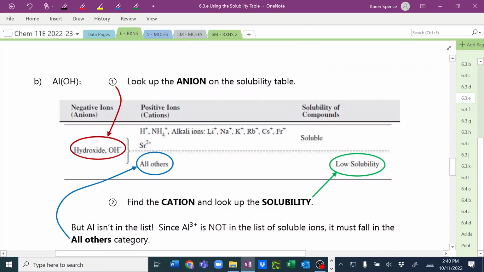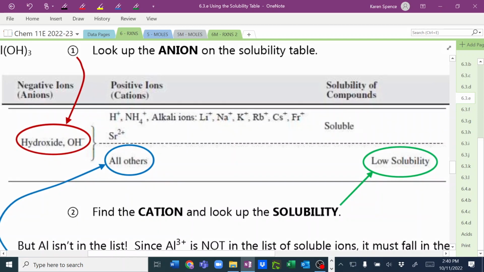Aluminum hydroxide. You look up hydroxide, you look up aluminum, and you look and you're like, I don't see any aluminum anywhere here. Aluminum is not listed. Oh no, whatever shall I do? Because it's not one of the listed ones, it falls in the all others category, yes? And that means if it's in all others, it has a low solubility. So again, aluminum hydroxide, if we put it in water, it will just stay a solid, okay?